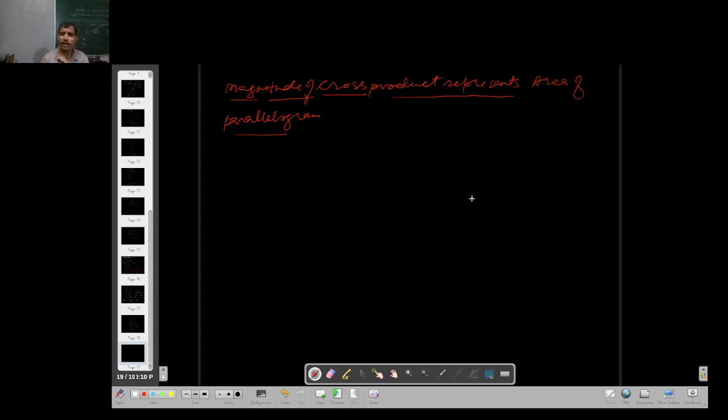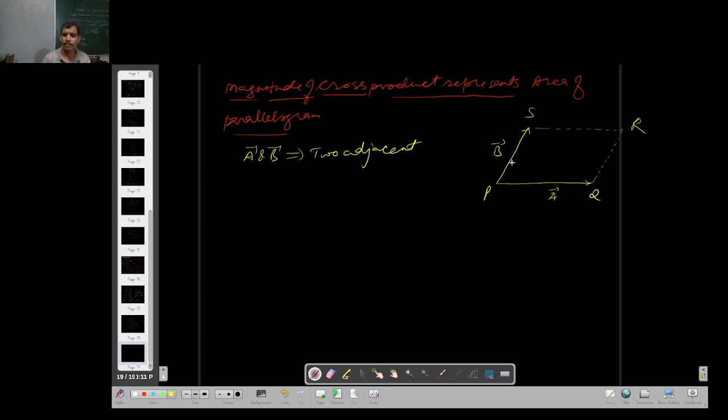So let us draw a parallelogram. These are the two adjacent sides of a parallelogram, and using this let us complete the parallelogram. So I have completed this parallelogram, and let it be PQRS. Say PQ represents vector A and PS represents vector B. So A and B basically represent two adjacent sides of a parallelogram, and say theta is the angle between them, right?